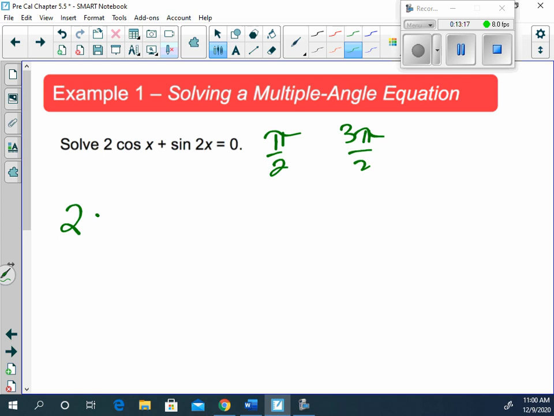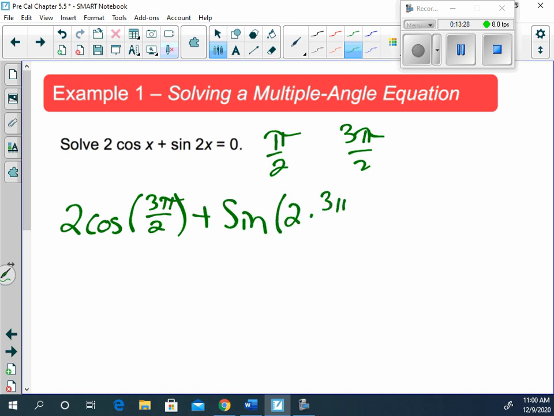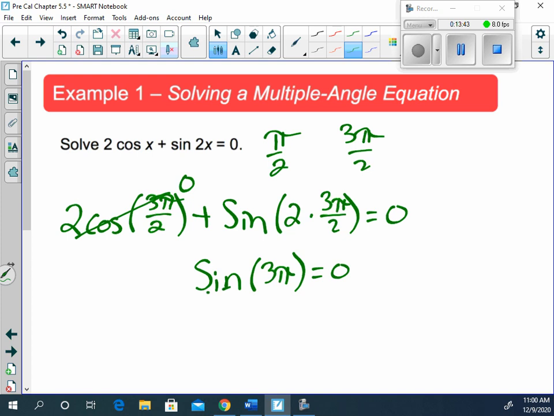3 pi over 2. 2 cosine of 3 pi over 2 plus sine of 2 times 3 pi over 2 equals 0. Well, cosine of 3 pi over 2 is just 0. Here, it's going to be sine of 3 pi. Well, 3 pi is 0. It works. Because 2 pi would give us back at 0. Pi would give us back over here, and it is 0.